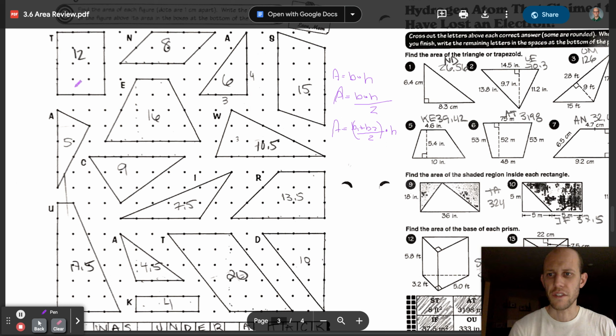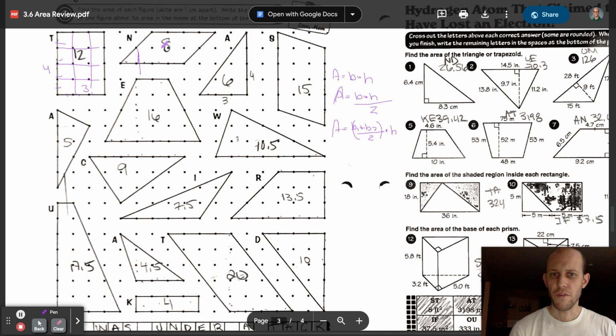The first one's a rectangle, and it looks like it's 1, 2, 3 by 1, 2, 3, 4. So we use this formula and do 4 times 3, which is 12. You actually can count all the boxes too, and that's the cool part about this grid. You can count all the boxes every single time, even here where there's half a box.